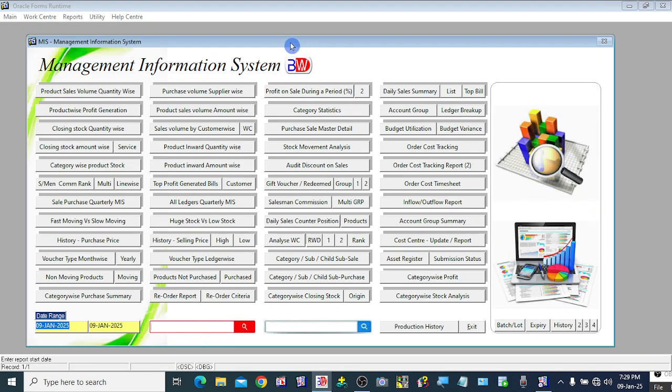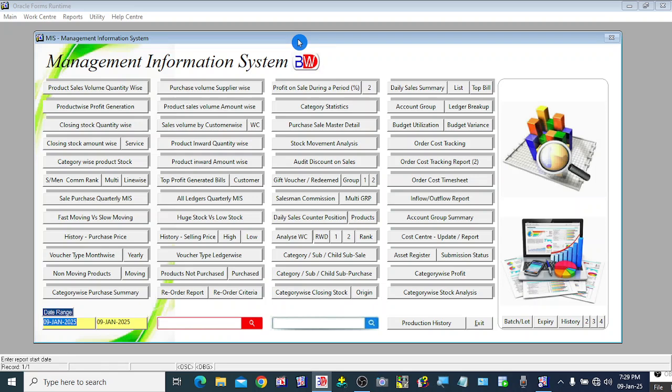Here various managerial information system reports are stacked in this form. Depending upon the requirement, we can make use of these various reports.